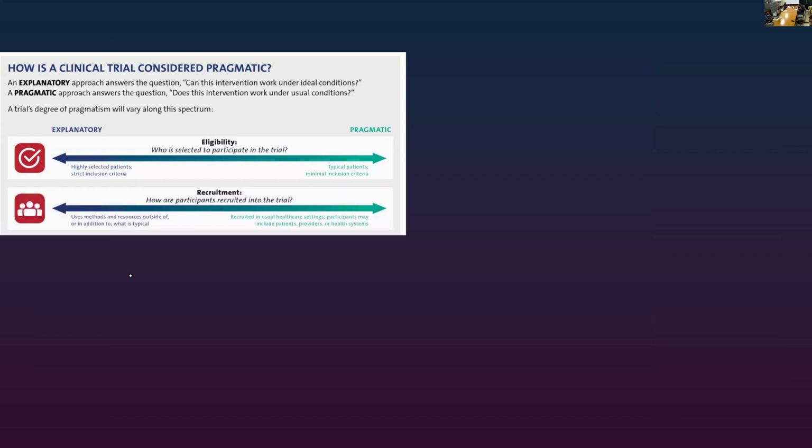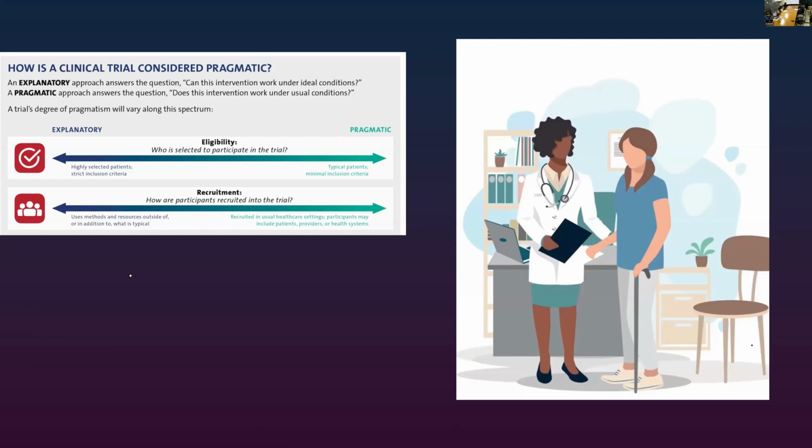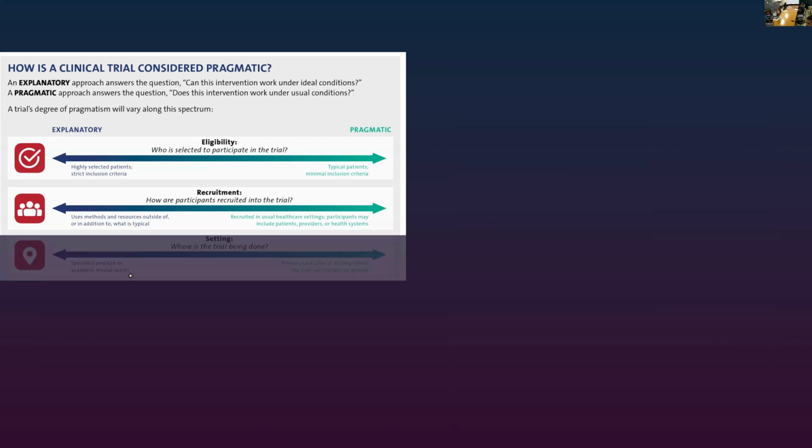How are we recruiting them? Are we going out of our way to recruit them, or are we recruiting them as they come to our clinical practice? Or are we sending websites, invitations? Then we may not get the ideal. We may get people who are highly motivated, but we may not get our usual patients that we see in routine day-to-day practice.